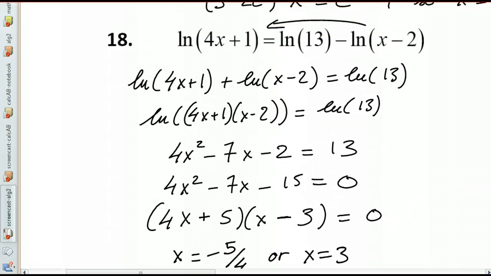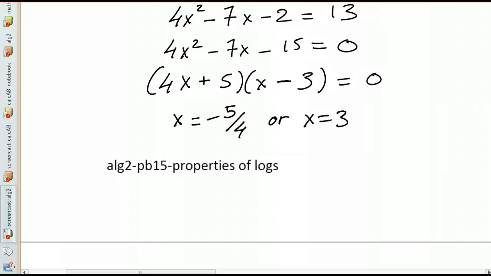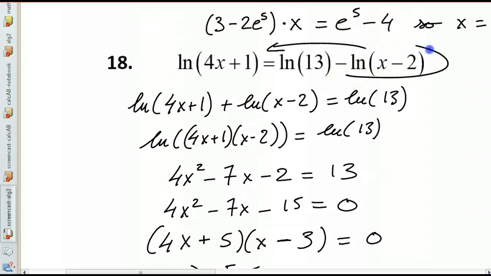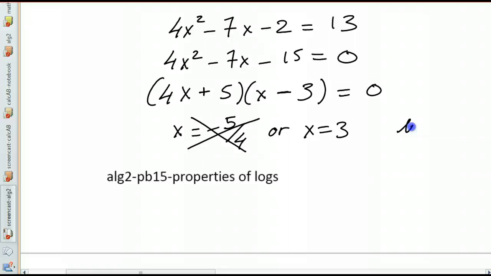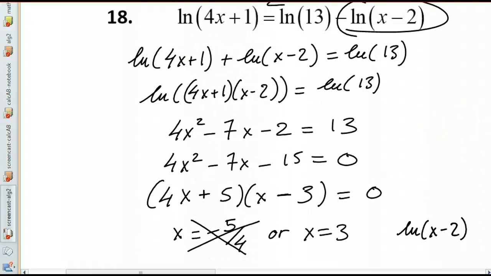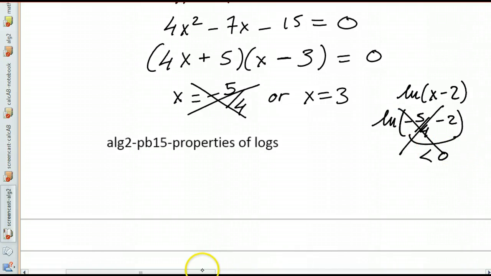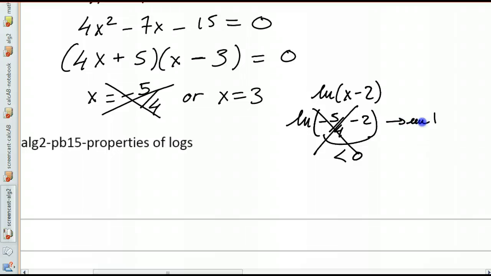Now, if I look at the original equation, I have to check for extraneous roots. And in this case, we're going to do it by hand this time. There is one I'm going to discard. Why? Because, look at that. In the original equation, you have the term ln of x minus 2, right? Now, if x is equal to negative 5/4, then that's ln of negative 5/4 minus 2. This is negative, so the whole thing is undefined. This does not exist, so it doesn't make sense, and we have to discard the solution.